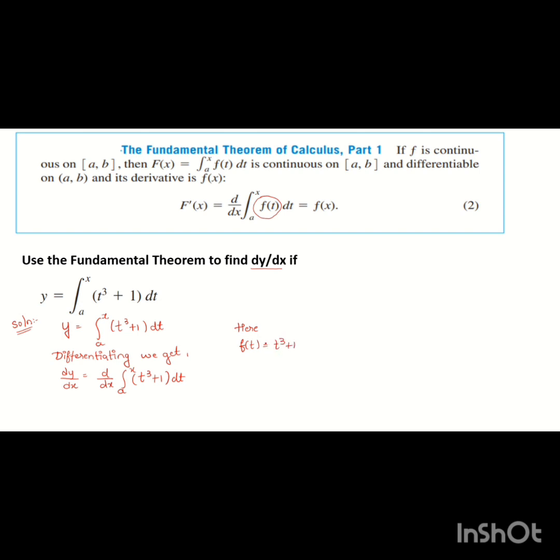So what do we have as the solution? If you have the derivative of an integral in this form, then the answer will be equal to f(x). So what will be f(x) here? f(x) will be equal to x cubed plus 1. So the solution for this derivative of an integral is x cubed plus 1. Another thing to be noted is the integral should be from a to x, a constant to a variable x. Let's see another problem.